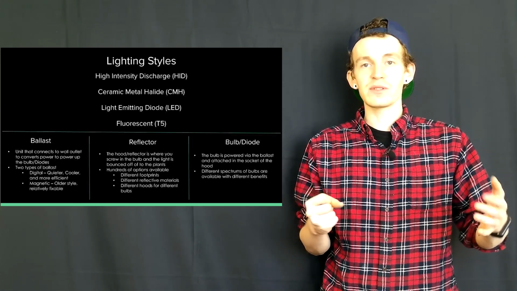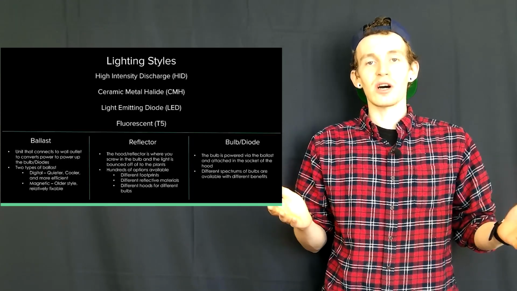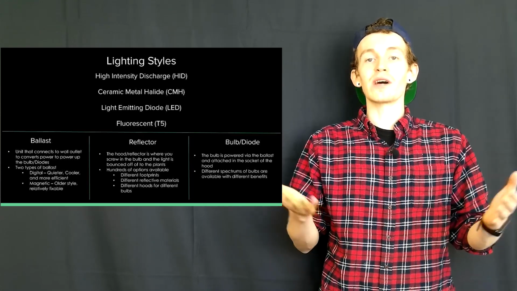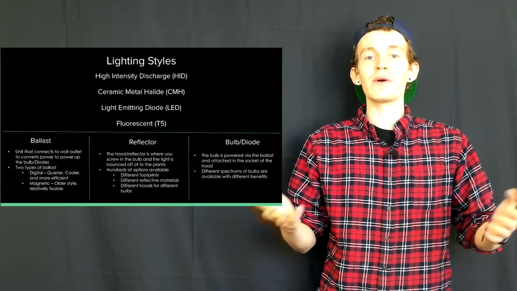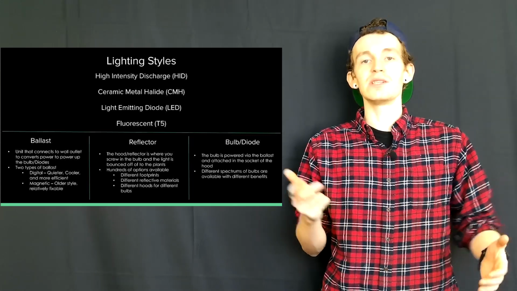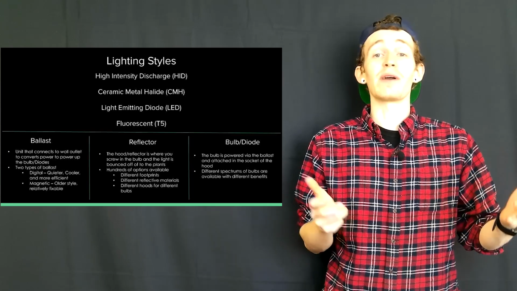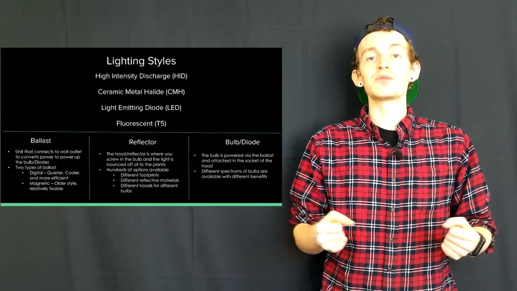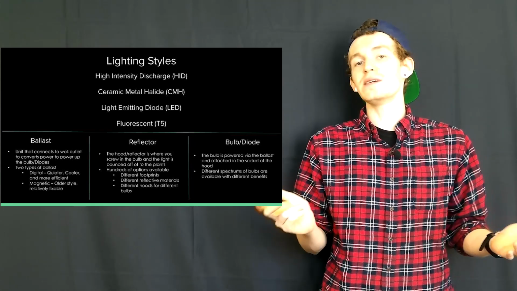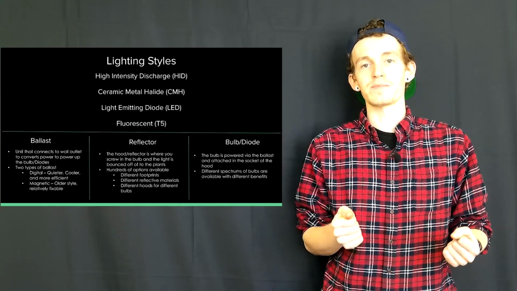Let's go ahead and cover the different types of styles we'll be going over, as well as the basics of a lighting fixture. So let's talk about the different styles. We're going to be covering a couple, but it's by no means all of them. They're primarily going to be the most popular ones. So first and foremost, we're going to be covering high intensity discharge or HID lighting. From there, metal halide or CMH lighting, as well as light emitting diodes or LED lighting, and last but not least, we'll be covering briefly fluorescent lighting as well.